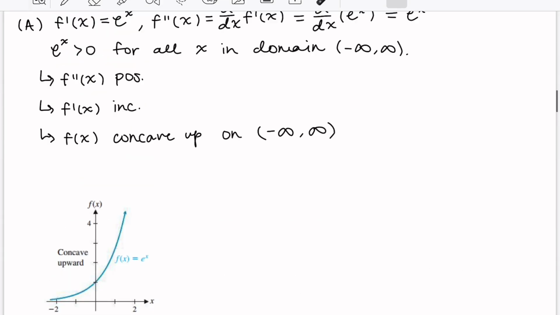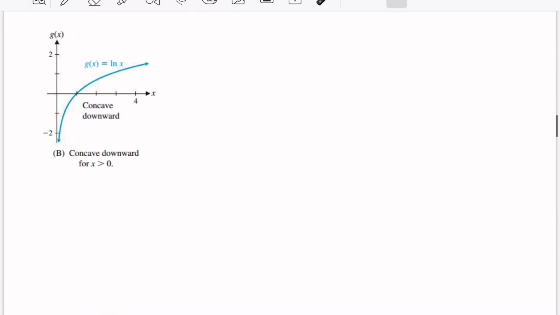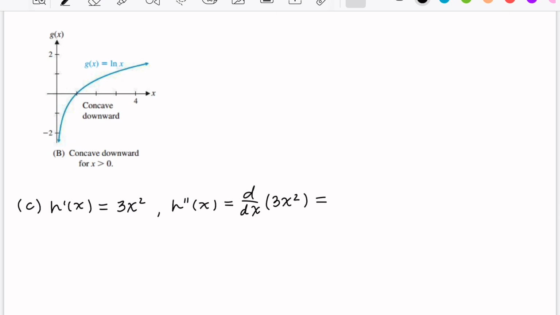And lastly, we're going to look at part C here. So h of x is equal to x cubed, so our derivative is going to be 3x squared. And then our second derivative is again going to be the derivative of our first one. So again, using the power rule, we'll just get 3 times 2 times x.